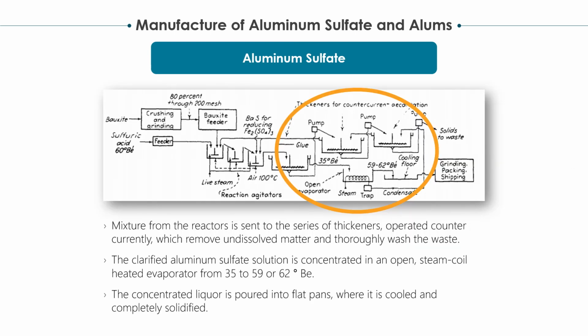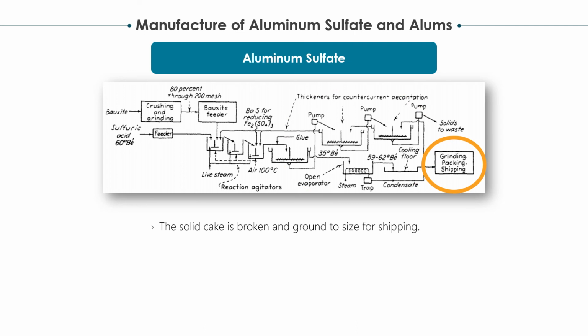The mixture from the reactors is sent to a series of thickeners operated countercurrently, which remove undissolved matter and thoroughly wash the waste. The clarified aluminum sulfate solution is concentrated in an open steam coil heated evaporator. The concentrated liquor is poured into flat pans where it is cooled and completely solidified. And then the solid cake is broken and ground to size for shipping.